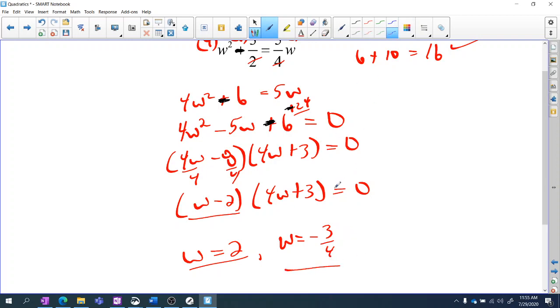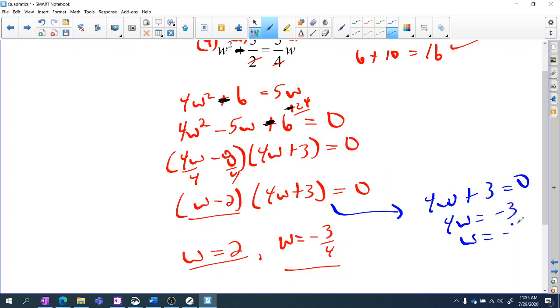Now, if you can't do that in your head, this is what I did. I said, what would make 4w plus 3 equal to 0? And I solved for w. 4w can equal negative 3. W can equal negative 3/4. That's where that came from. Ideally, you get to the point where you're doing it in your head.